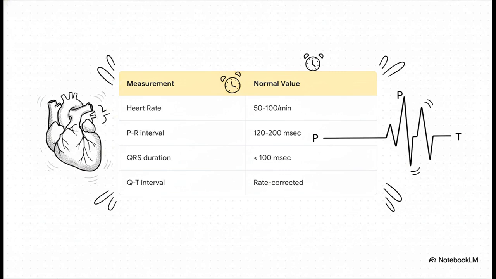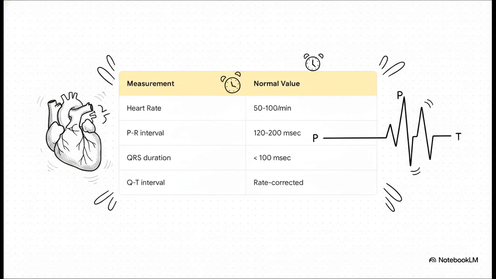The PR interval, 120 to 200 milliseconds, indicating normal AV conduction. The QRS duration, nice and tight, less than 100 milliseconds, which means rapid conduction through the ventricles. And finally, the QT interval. This represents the total duration of all ventricular electrical activity, and it's critically important. But it's also a bit tricky because it changes depending on the heart rate. So it has to be rate-corrected to be interpreted properly.